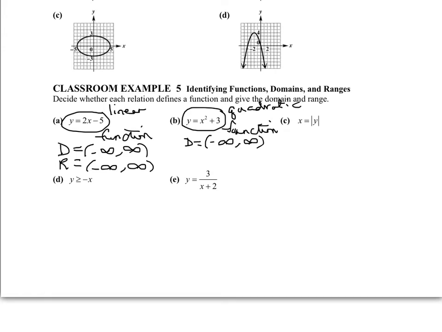Now the range will be a little bit trickier, because I will need to recognize a few things about this in order to get my range identified correctly. So here's what I know, and you might want to sketch a little graph to help you. If this had simply been y equals x squared, and there wasn't a plus 3 at the end, it would be a parabola that opens up, and my vertex would be at the origin at 0, 0.